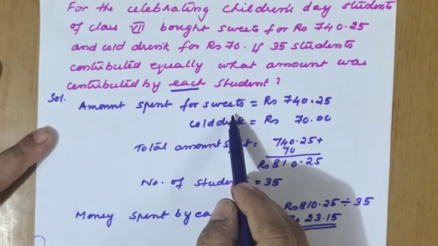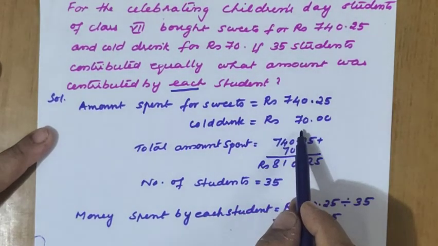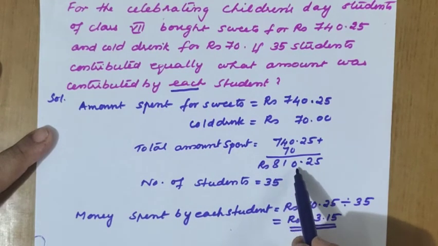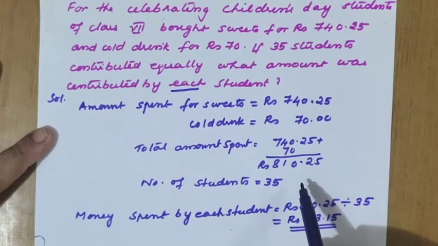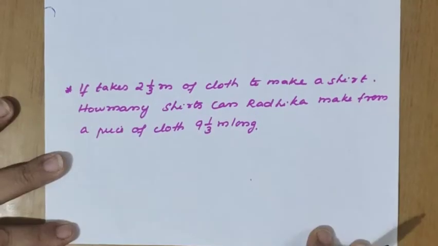So what is the amount spent for them? For sweets 740.25, for cold drink rupees 70. What we should do, total money we should spend, calculate here. So we added here, 810.25 we got. Now we have to calculate each student's money, means we should divide. So what is the answer? We are getting 23.15 rupees.